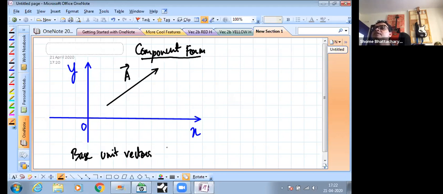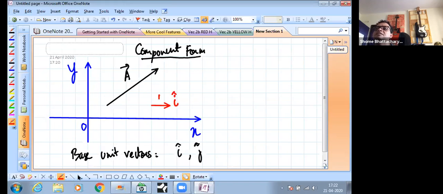The base unit vectors here are i cap and j cap. In the same diagram, if I were to draw i cap, how would it look? It would look like a vector of magnitude unity along the x-axis. Remember, vectors are movable objects as long as I don't change their magnitude and direction. So i cap would be a vector like this, whose magnitude is unity.